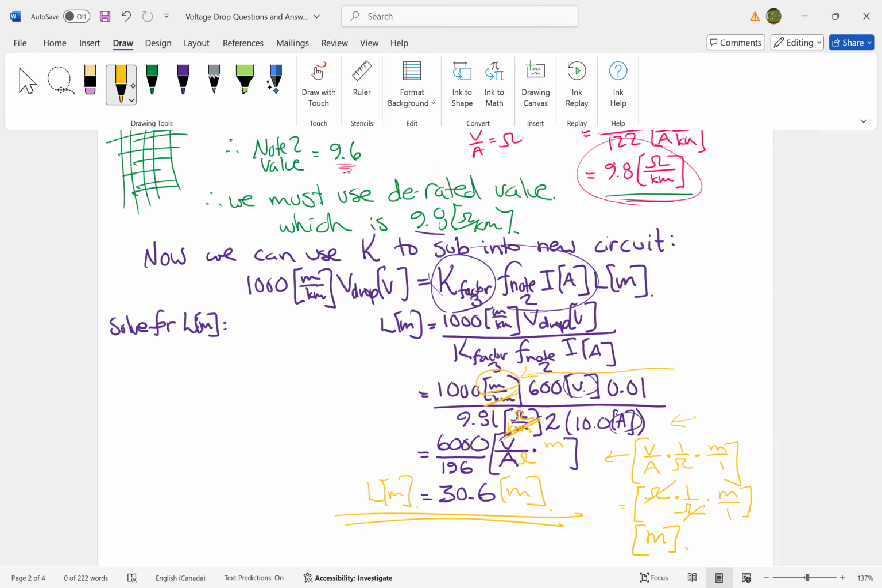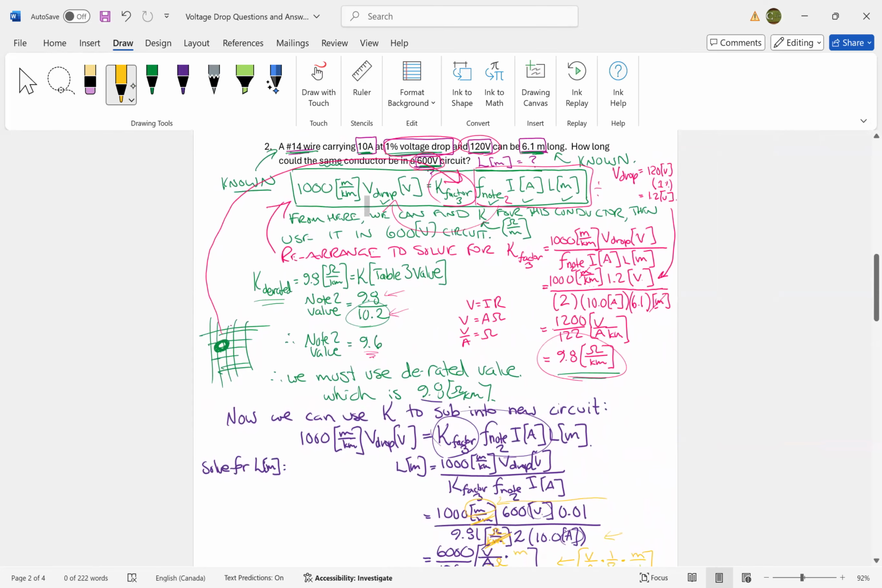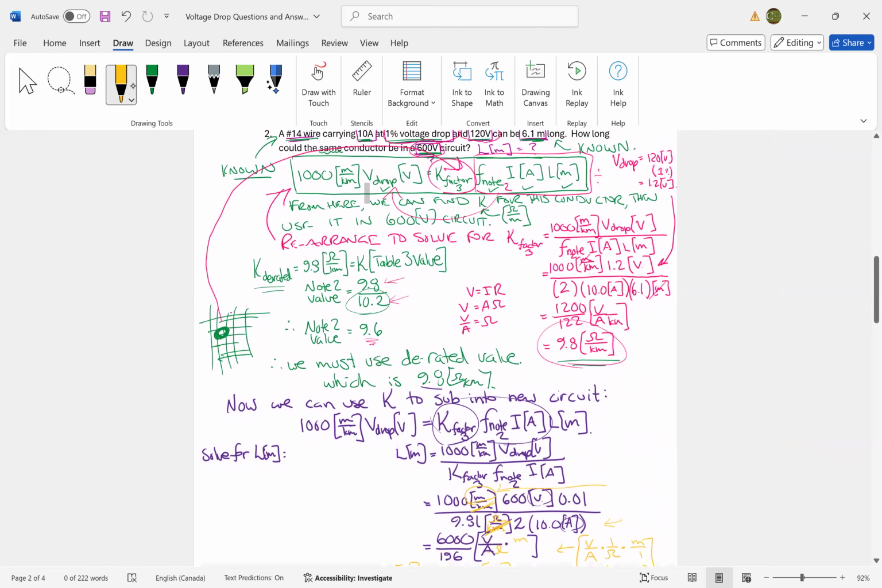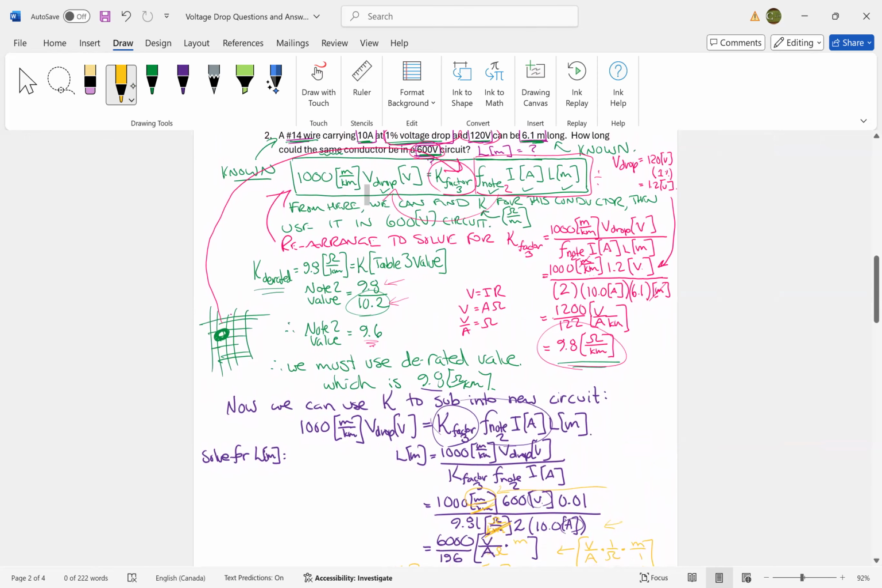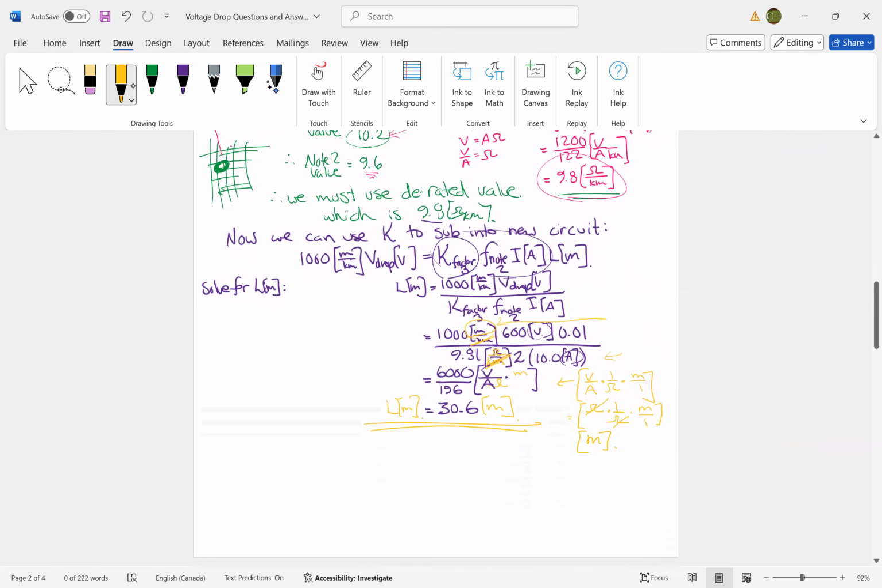meters. Let's summarize that question type again. That question says that we have a conductor that's number 14 wire carrying 10 amps at 1% voltage drop and 120 volts. It can be 6.1 meters long. How long could it be in a 600-volt circuit? We solved for K, and then we decided it could be 30.6 meters long in a 600-volt circuit. And that's how you do that type of question. It's a little bit long, a little bit involved, takes a lot of time. Don't forget to remember that that K factor has to be a derated factor, not one just from the table.